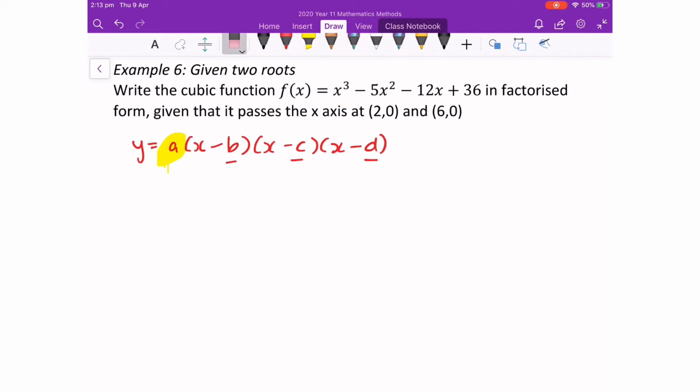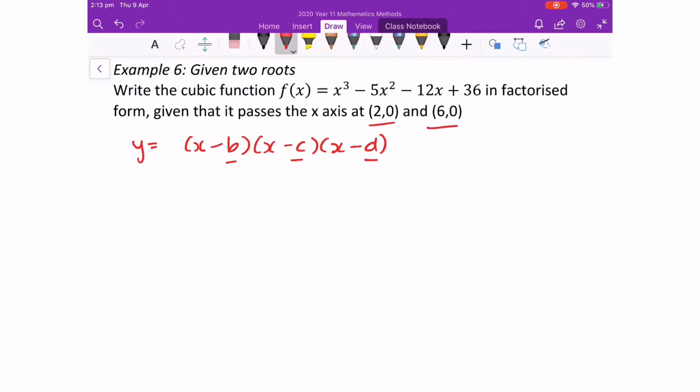So when there's a number in front, you may have to reconsider and work out what a is first. But in this case, I don't have to worry about it because I already know. So I'm just going to ignore a for now. But remember, it might be a different number. If you have a number in front of your x cubed, you're going to have to find that out as well. Okay, so in this case, I am given two roots.